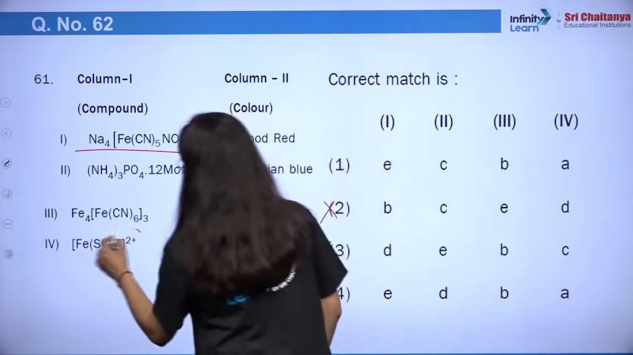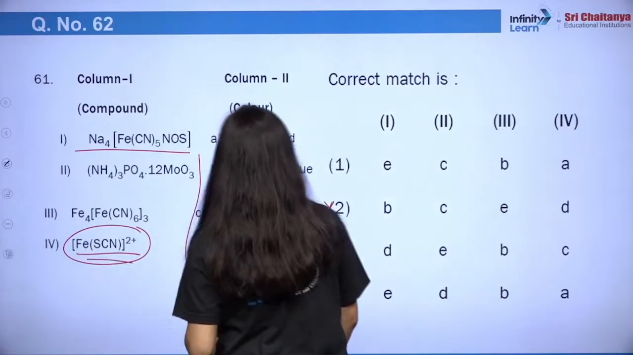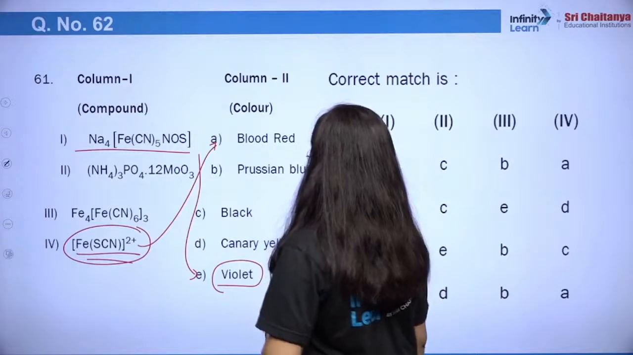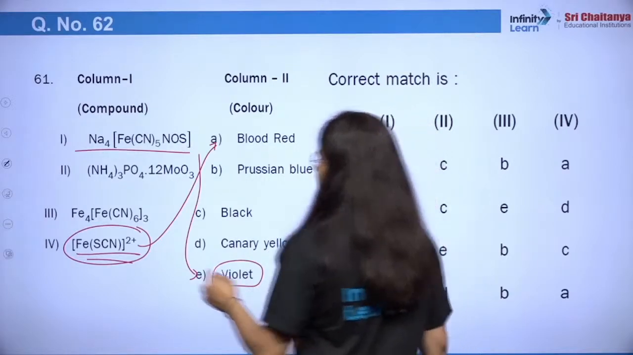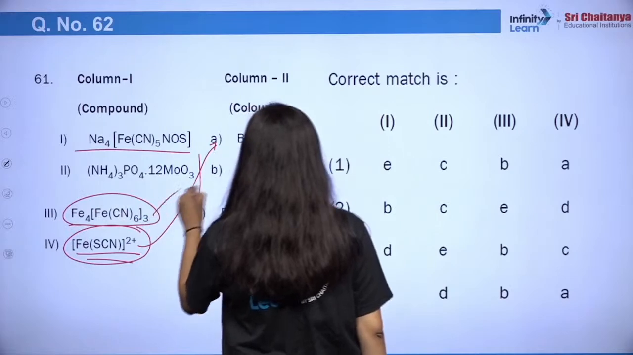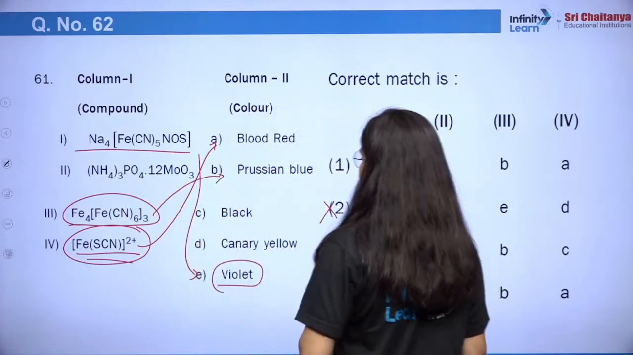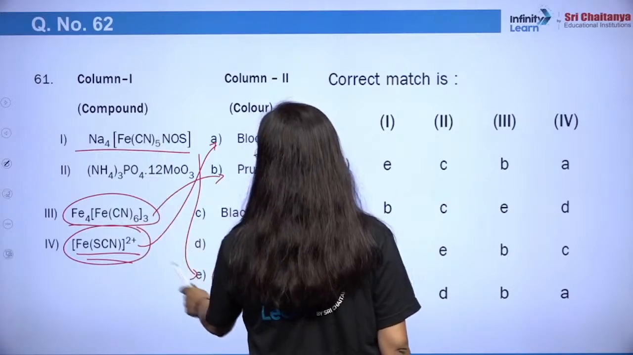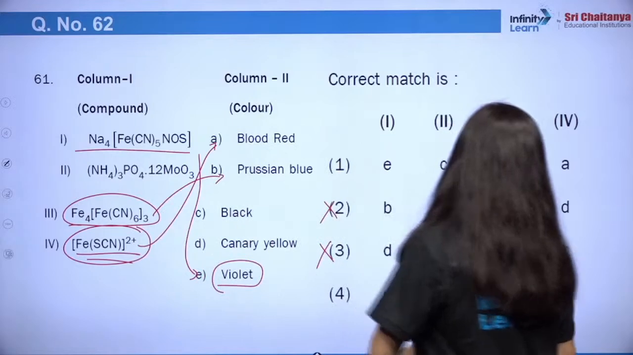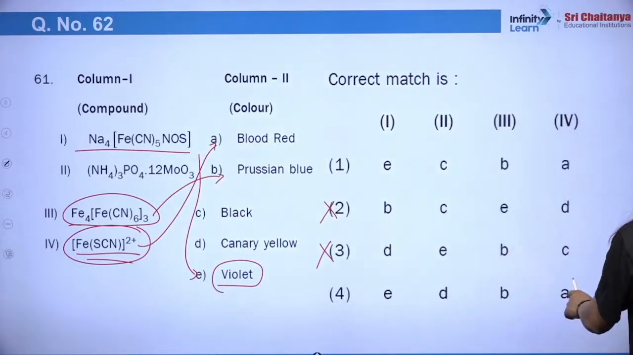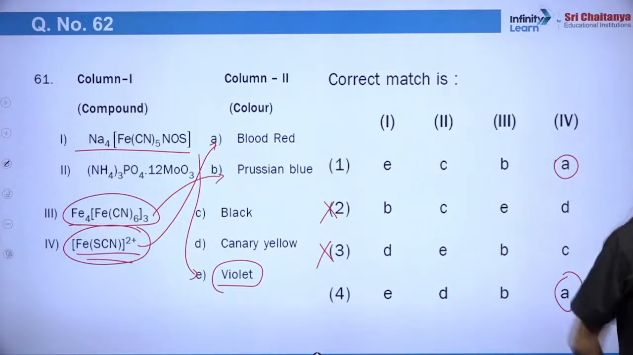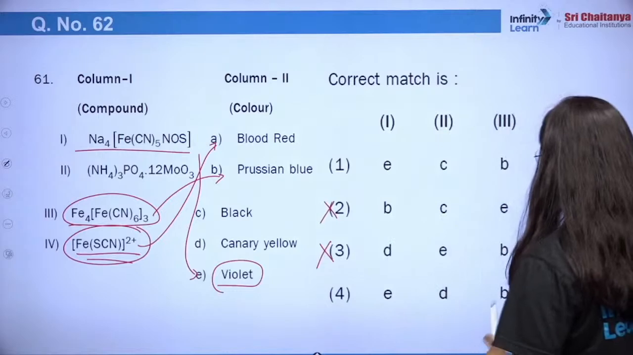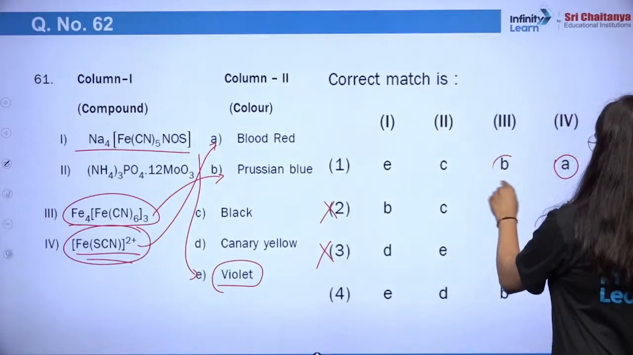Coming to this compound, this is blood red color. So 4th should match with A. Next, coming to this compound, this is showing Prussian blue color. So I think इससे हमारा आंसर आ जाना चाहिए. So 1 का E, 4 का A. So you know in both we have 4 as A. So we can't find the answer. Next Prussian blue, third is B. Right, third is also B now.